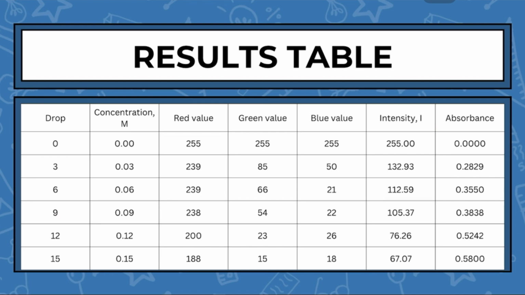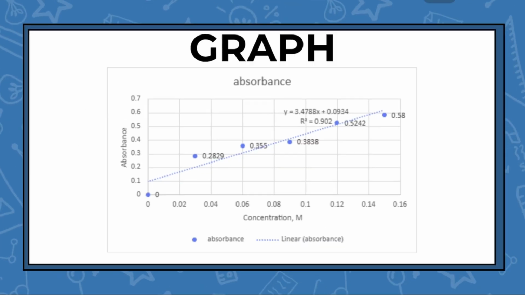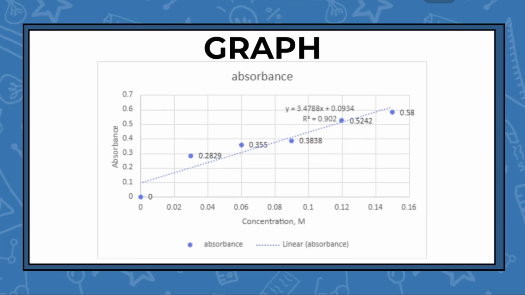We calculate our absorbance by using the formula A equals log I naught over I. As we know, I naught is the original or the blank intensity. For example, we can see here is 0 drop, where I naught is 255, and I is the others below it. Then we take a look at the graph from our table.